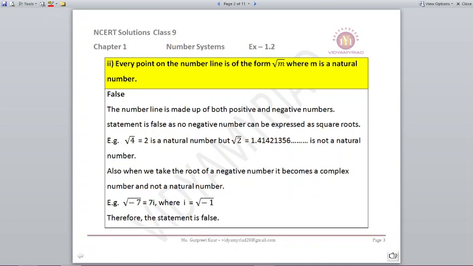Second part. Every point on the number line is of the form root m, where m is a natural number. Now what is m? Let us find out. Let m be 2. So that means root 2. Root 2 value is 1.41421356 and it goes on, so it is not a natural number. If I take m as 4, root 4 is 2, which is a natural number. So very clearly we can say that every time we take root m on a number line, it is not a natural number. So it is a false statement.